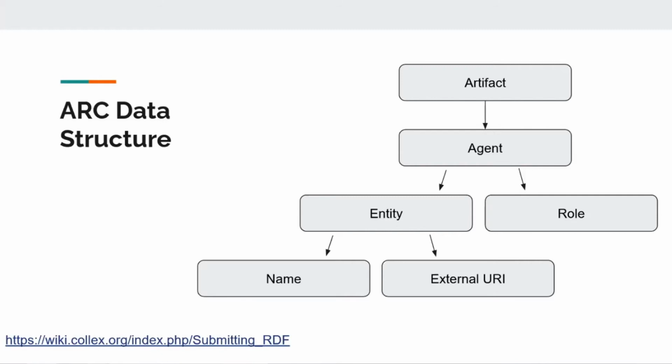Each artifact is also connected to one or more agents. The agent field links each artifact with one or more entities, who are the people or organizations responsible for producing the artifact, and the roles that those entities inhabit, such as author, composer, or publisher.